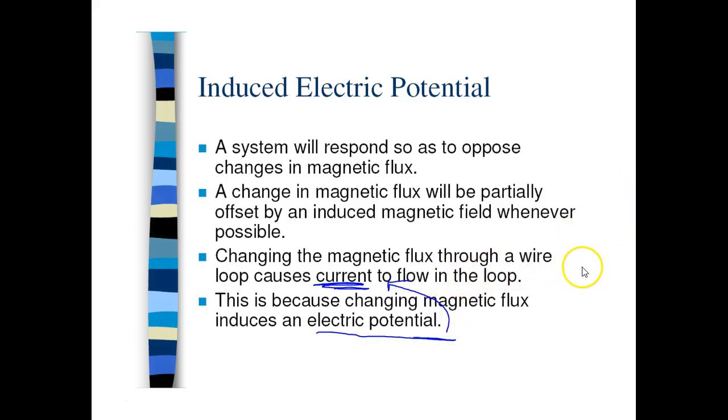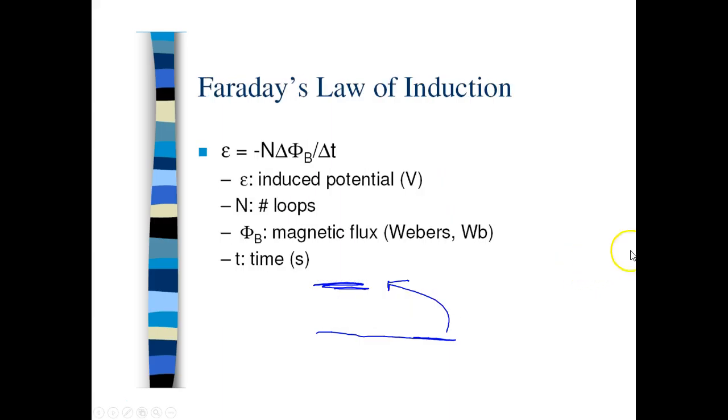So let's see how this actually works. To see how it works, we need to talk about an equation. This is called Faraday's law. It's very easy to do. So this is our potential, much like you would have potential in a battery, but now we're going to have potential in that wire loop caused by the magnetic field.